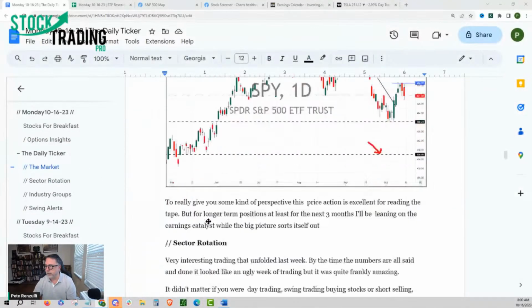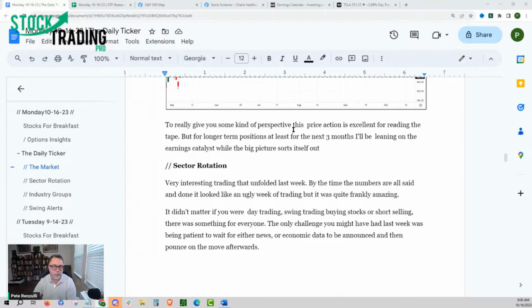So if we kind of keep moving down to really give you some kind of perspective, this price action is excellent for reading the tape, but for longer term positions. Now, going back to what we talked about at the beginning of the call, Dow theory, 200 period moving average, 50 versus 20. At least for the next 3 months, I'll be leaning on the earnings catalyst while the big picture sorts itself out. So sorting itself out is kind of what we just walked through.